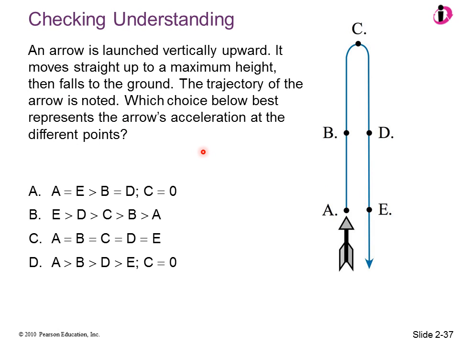Let's take a look at our first practice problem. This is a qualitative practice problem. An arrow is launched vertically upwards, moves straight up to a maximum height, then falls back down to the ground. Here's its trajectory. And the question asks, which choice below best represents the arrow's acceleration at different points? So A, B, C, D, and E. It's a ranking task. Pause the video for a moment and take a shot at this to see if you can figure out which is the correct answer.